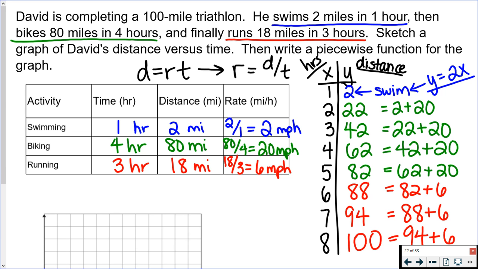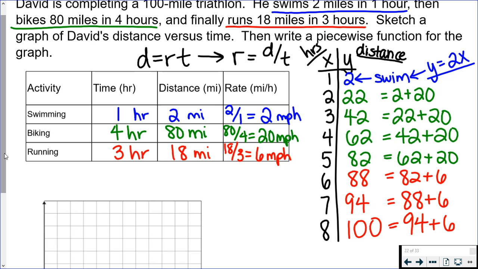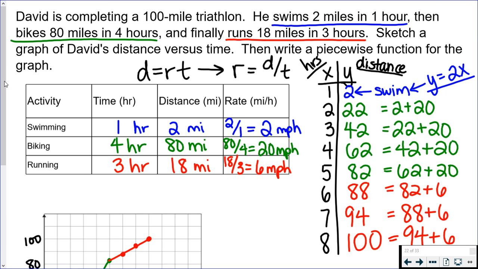And that's how we reach the 100-mile triathlon. Because notice in the beginning of the question, they said it was a 100-mile triathlon. So we should end up with 100 at the end of this after 8 hours. Once I have my XY chart filled in, I like to graph my points. So this is what it will look like.